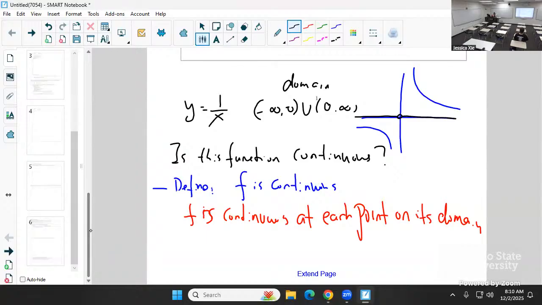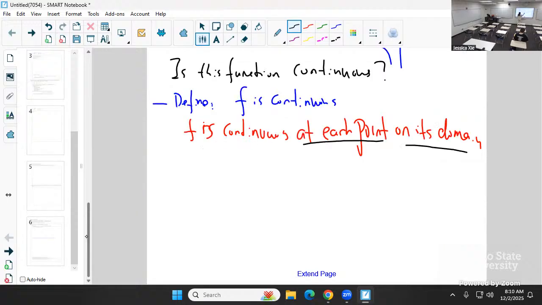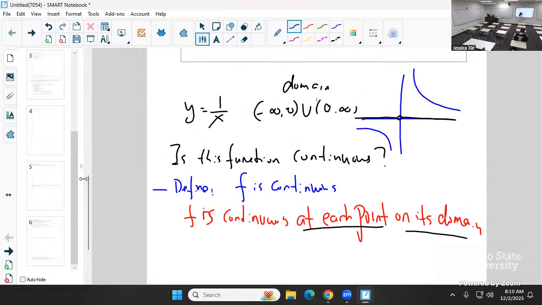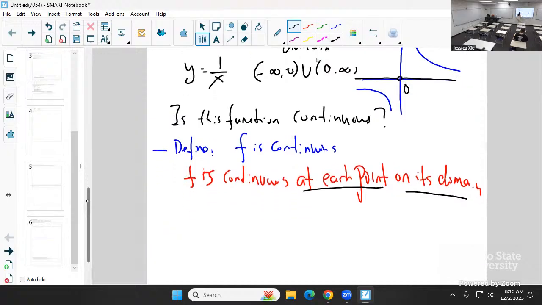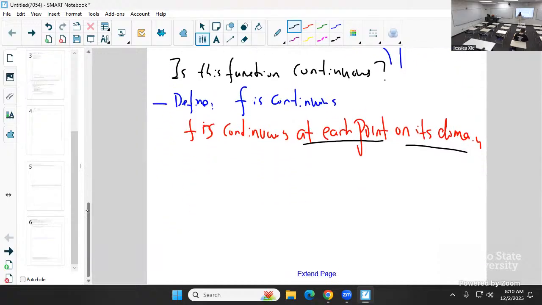So according to our formal definition of a continuous function, this function is continuous, because it is continuous at each point in its domain. You may wonder, this one seems like there's a jump. Yes, there is a jump, but the point zero does not belong to the domain, right? So compare this one with that one.